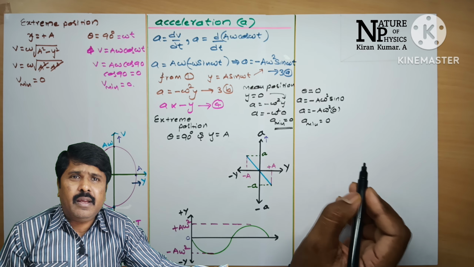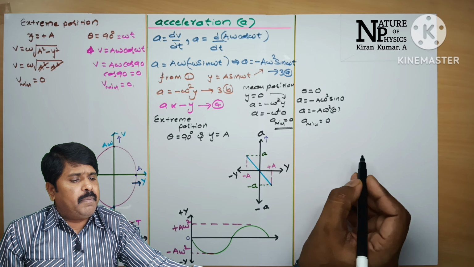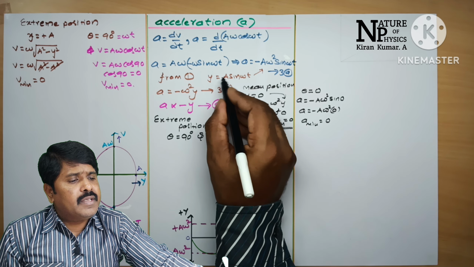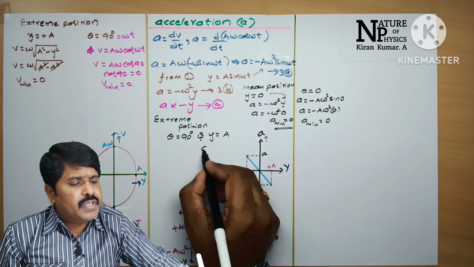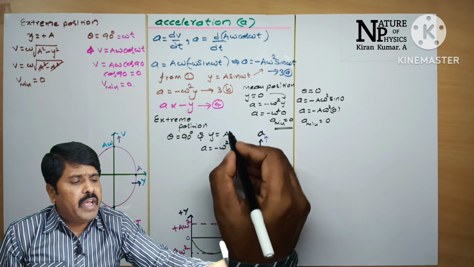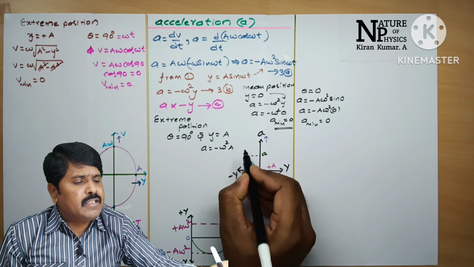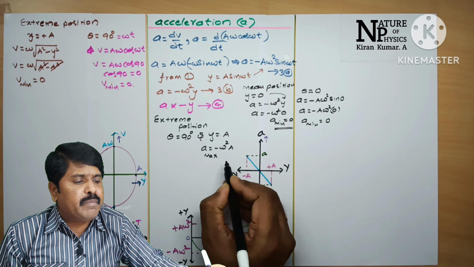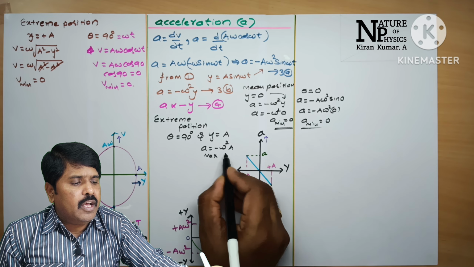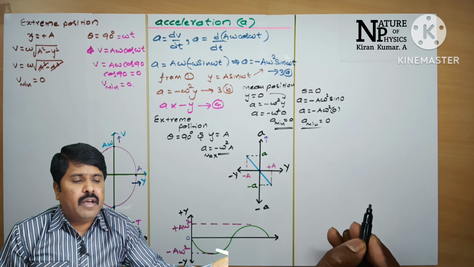So simply writing a, and replacing the values. Yes, first the y equation, that is acceleration a, which is equal to minus omega square y, with y replaced as a. Simply I got acceleration is maximum at the extreme position. Acceleration is maximum at the extreme position.